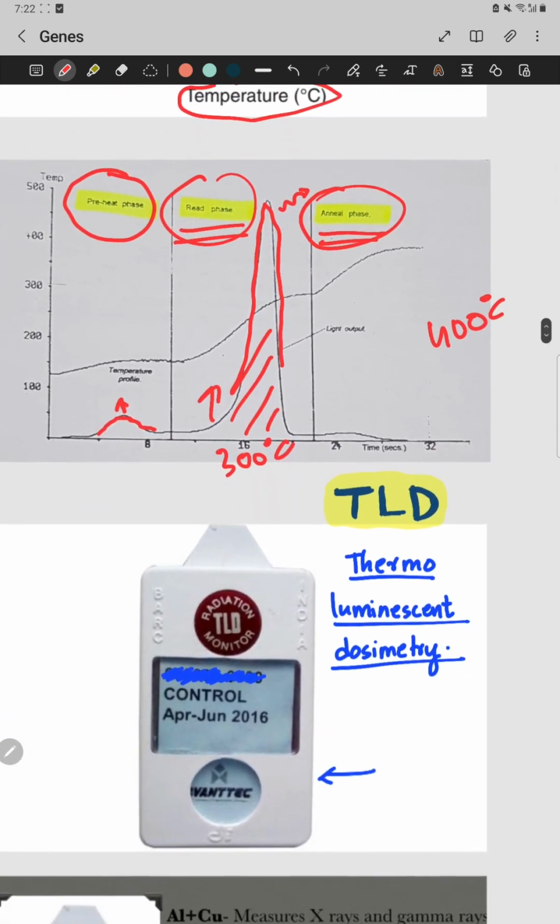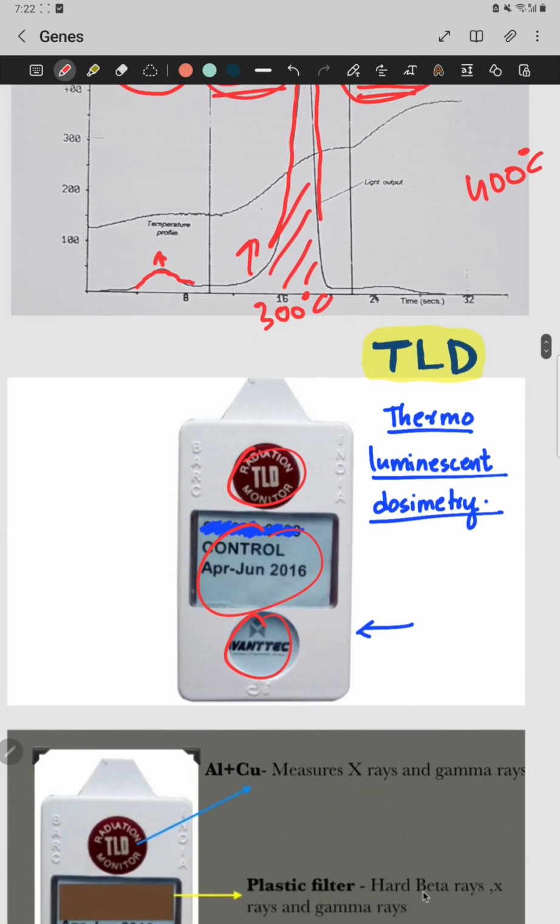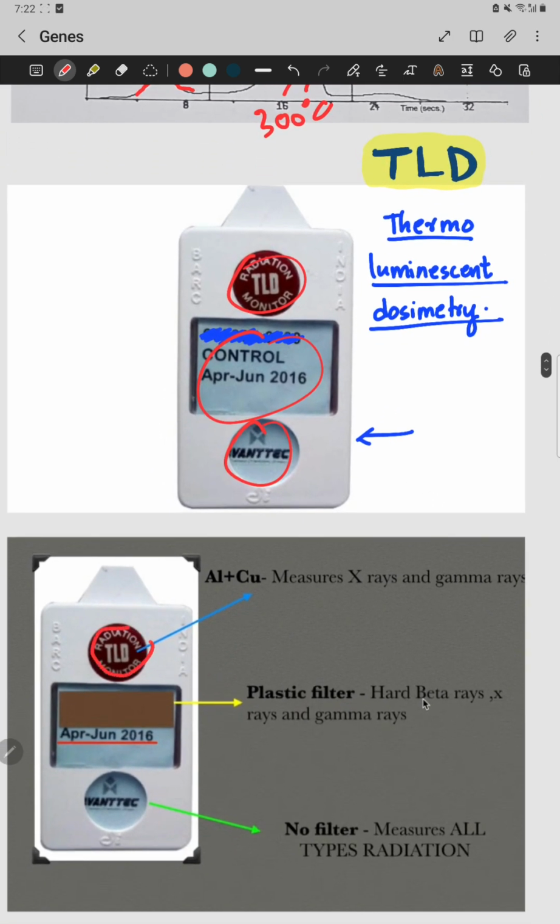So that's the process. Now what exactly are all of these? This is the metallic filter, this is the plastic filter, and this is an open window. So open window, plastic, and metallic. The metallic filter has aluminum and copper, and the plastic is just perspex. The metallic filter is where it measures X-rays and gamma rays. The plastic filter is for beta rays, and the open window is for all types of radiation.